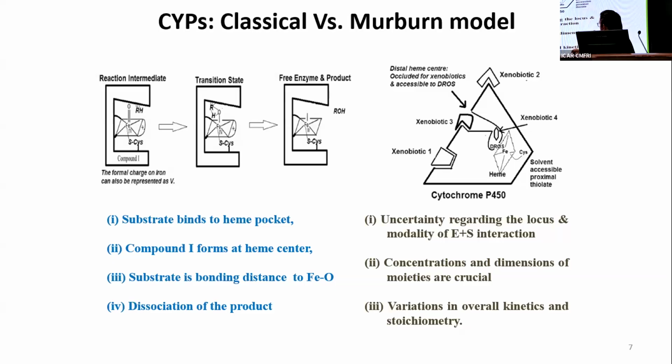The Murburn model gives you the freedom to understand the binding of substrate that can happen either here, where the xenobiotic is the substrate. We are talking about xenobiotic metabolism. So it can bind in the active site, or it can bind somewhere near the channel, or maybe some other place from where it can allostatically modulate the enzyme's reactions. So this gives you a lot of freedom to explain the kinds of observations in microsomal metabolism, like the different concentrations, how they affect it, and the uncertainty regarding the locus and modality of the ES interactions, etc.